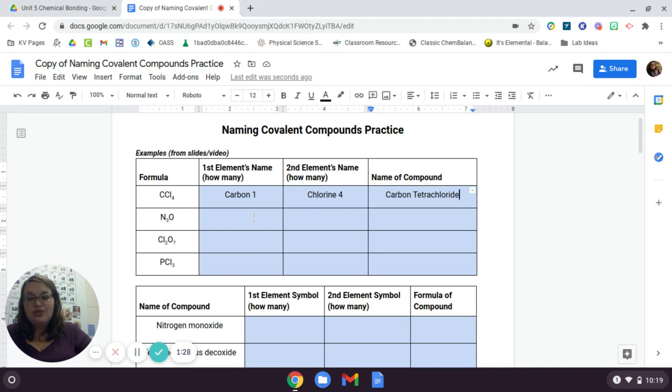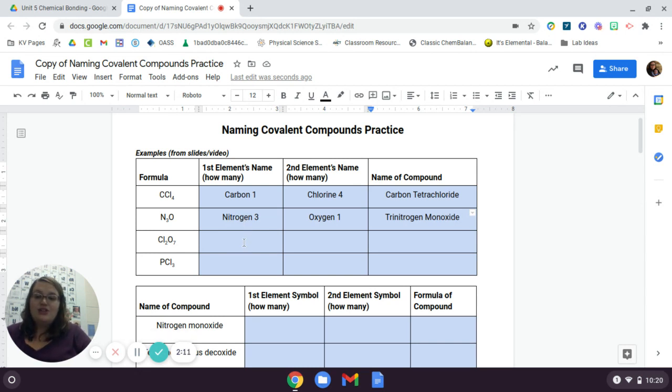So the next one, N3O. N is nitrogen, and we have 3 of them. O is oxygen, and we only have 1. Again, if there's no subscript, that means that there's 1. So 3 would be tri-nitrogen. And if there's 1, it becomes mono. And because oxygen begins with an O, we just say mono and then "xide," monoxide. Trinitrogen monoxide. So because the second element had only 1, we do use mono. And we use a prefix on the first element as long as there is more than 1.